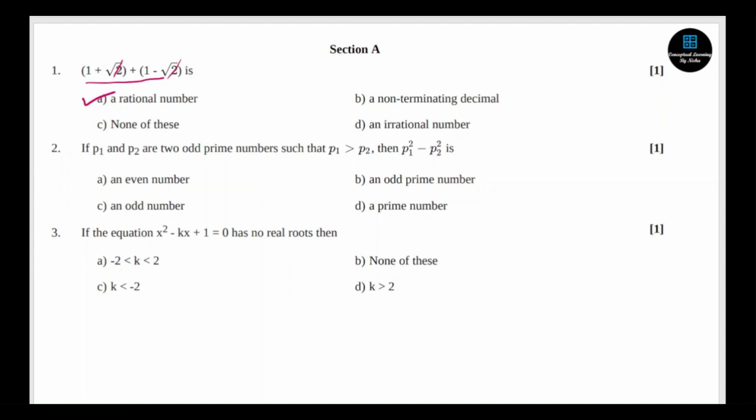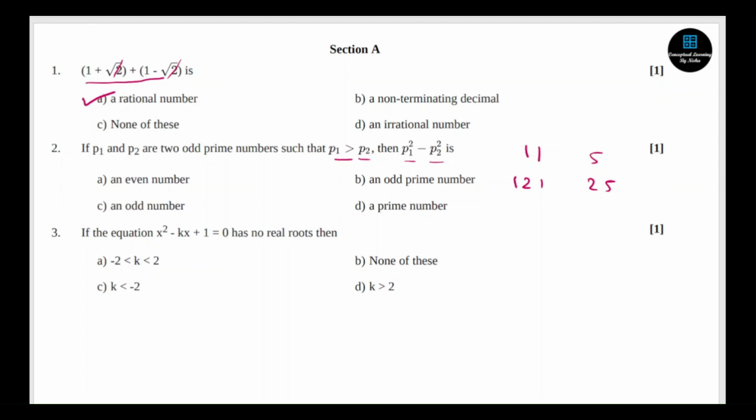Okay. If P1 and P2 are two odd prime numbers such that P1 is greater than P2, then P1 square minus P2 square will be what? If you just consider two odd prime numbers, let me just take P1 as 11 and P2 as 5. Okay, 11 square is 121, 5 square is 25, and I subtract two odd numbers.